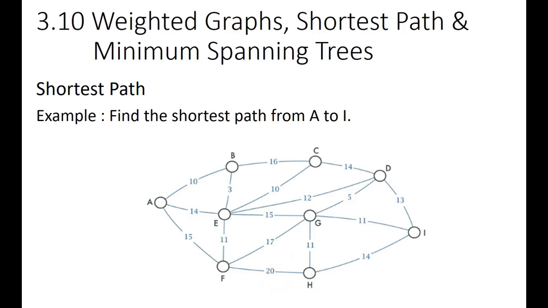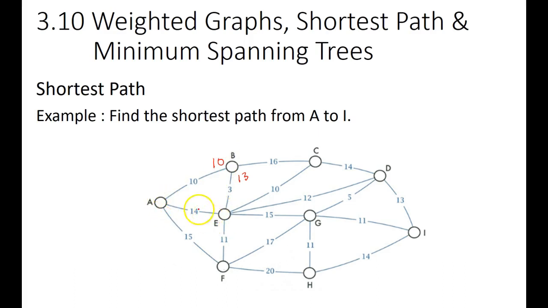To find the shortest path from A to I, if you look at the graph, it's an undirected graph, so it can go forward or backward, but in this case we have to start from A to I, which is from left to right. So from A to B, you have two possibilities. From A to B you have 10 here, or you can go from A to E and then E to B, which comes to a total of 13. In this case I'll go for 10 because it's the shortest one.